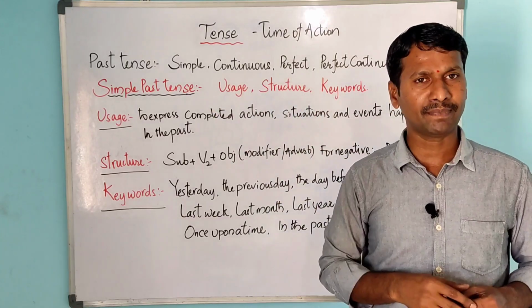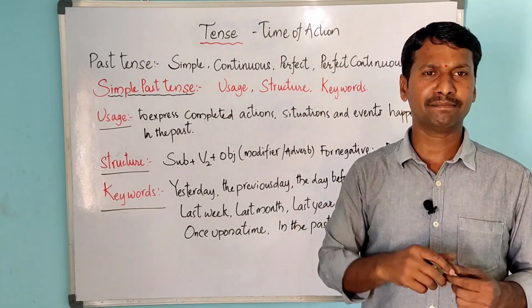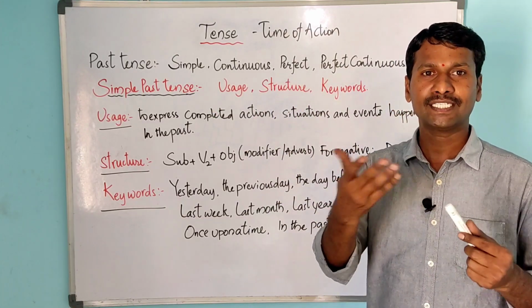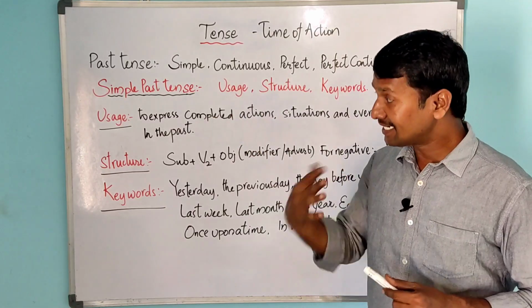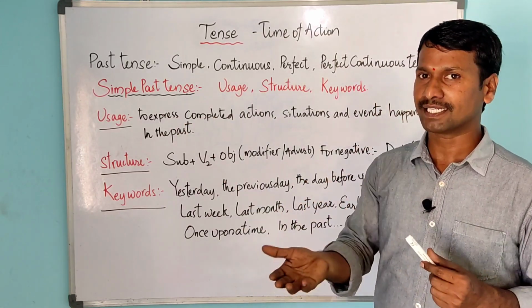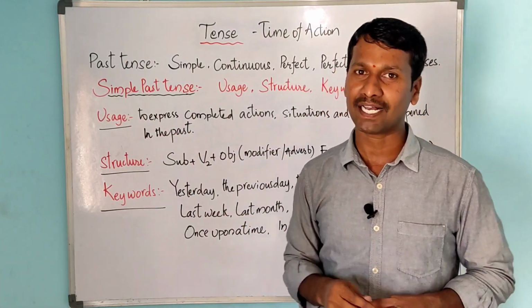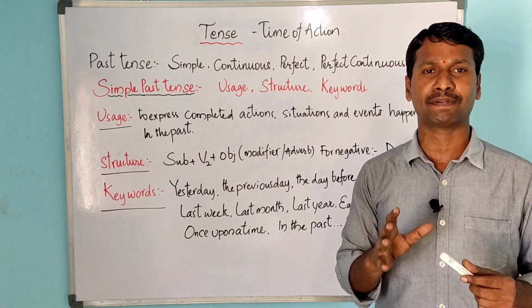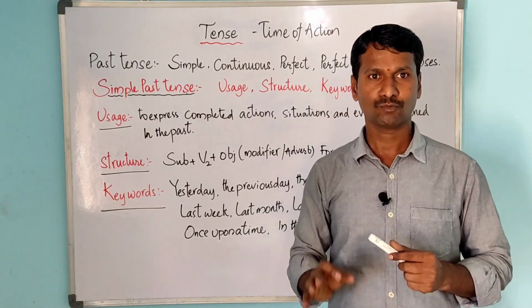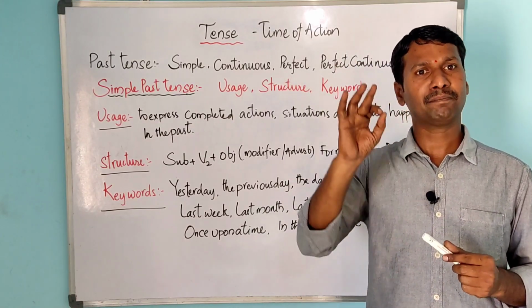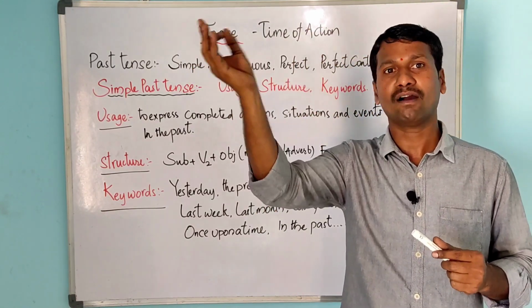If you remember these three, there is no chance that you will commit a mistake when you face a question with the tenses. Let's see then what the simple past tense usage, structure and keywords are. When you see the usage of the simple past tense, we use this tense mainly to express completed actions, actions which were completed in the past, even million years back.